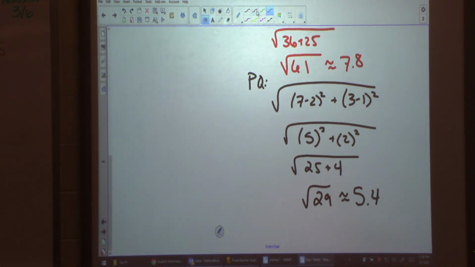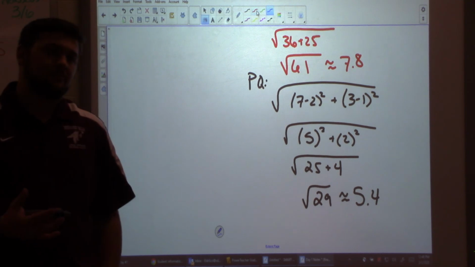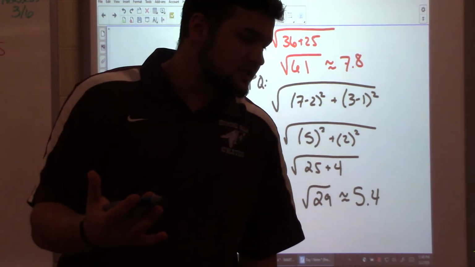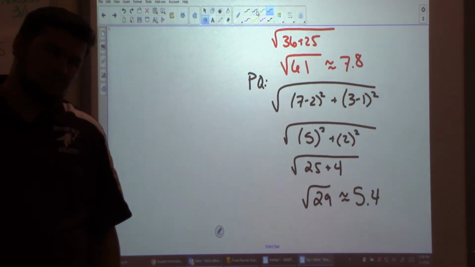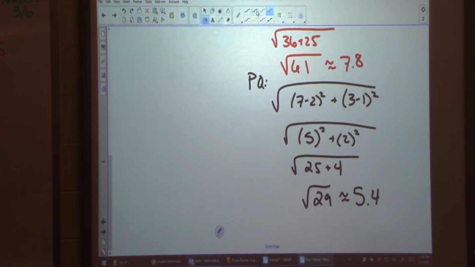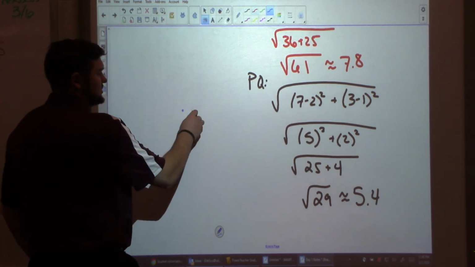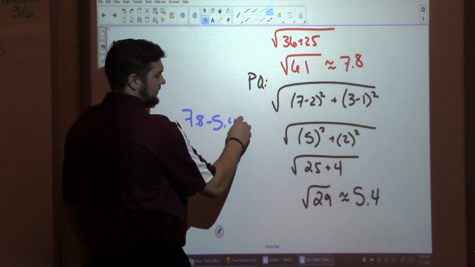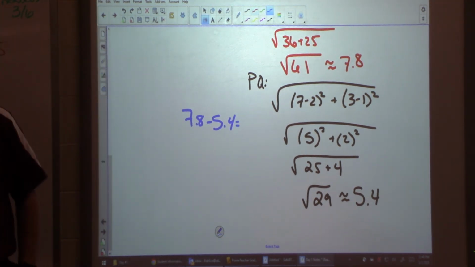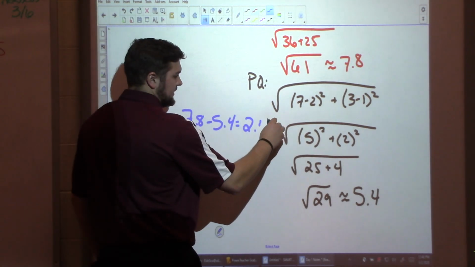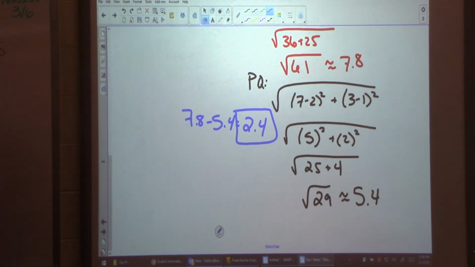So I got 7.8 for AB, I got 5.4 for PQ. Which one's a longer length? AB, right? So let's answer the first question. What's the shorter length then? PQ, alright. Question 3, what's the difference between the two lengths? What do we have to do? Subtract them, right? Difference means subtraction. So 7.8 minus 5.4. What are you going to get? 2.4. So the difference between the two is 2.4 units, whatever you want to say. Alright? Any questions on that?